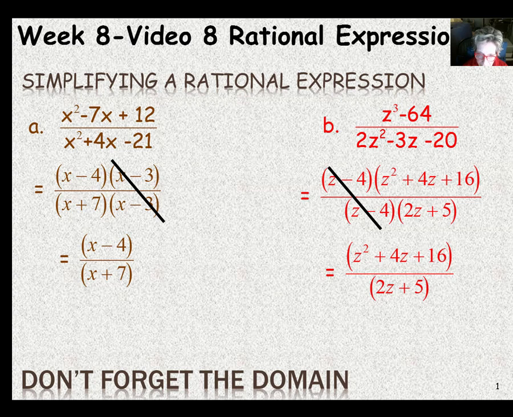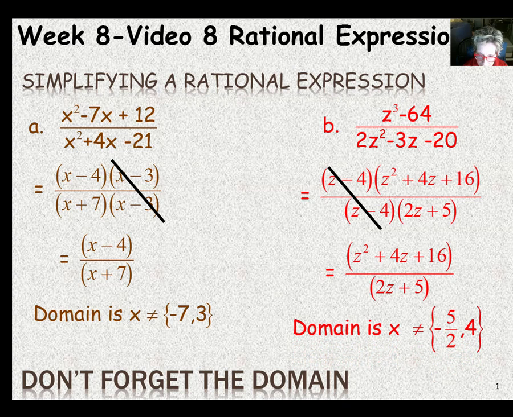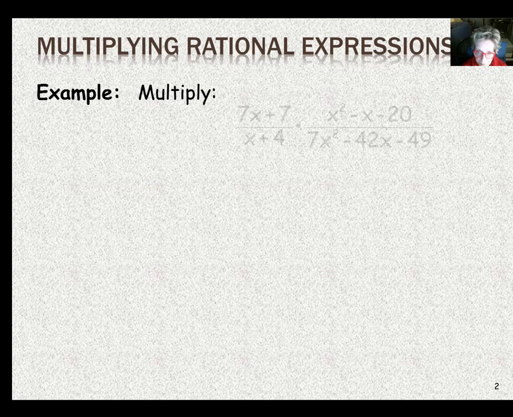In order to see what the domain is, you must look at the denominators in the original polynomials in factored form. The denominator is limited by what would make the denominator 0. In this case, in letter A, our denominator is limited by -7 and 3, either of which would give you a 0 in the denominator and make it undefined. In letter B, the denominator is limited by -5/2 and 4. Again, that would make our denominator 0.